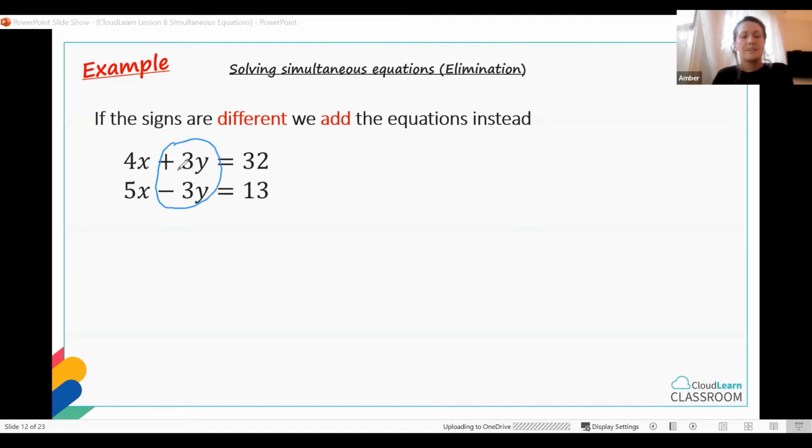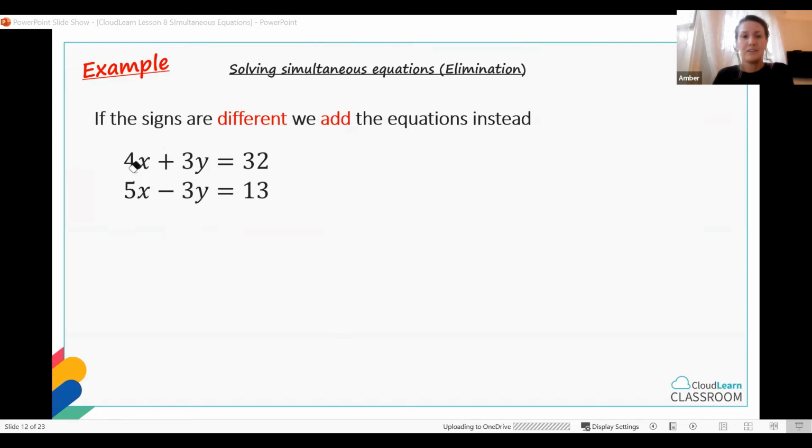So what happens here? The subtracting step that we had before is not going to work because 3y minus minus 3y is actually the same as 3y plus 3y, and we would end up with 6y. And we wouldn't have got rid of the variable. We wouldn't have eliminated one variable. So that's not going to work. So we need to do something else. And that something else is simply we're going to add them up instead.